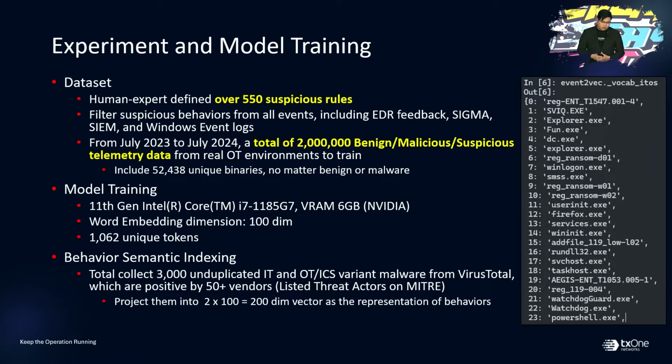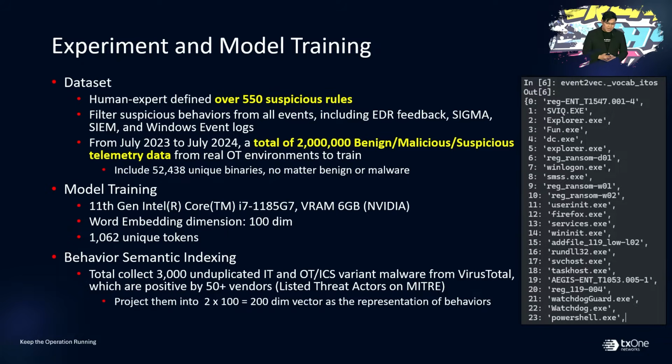We have over 500 suspicious rule layers, and this data can be the EDR sensor feedback, Sigma rule feedback, threat feedback, or Windows event logs, because we will have a formalization process layer. Also, in our experiments, we collected almost 1 year's data, totaling 2 million benign, malicious, and suspicious telemetry records from the real-world OT environment.